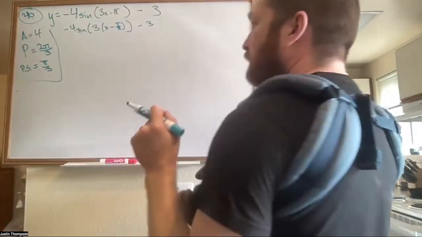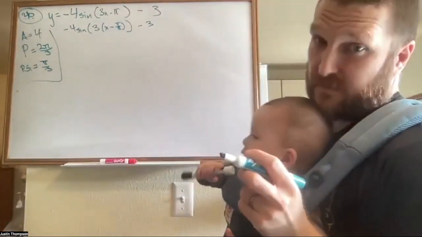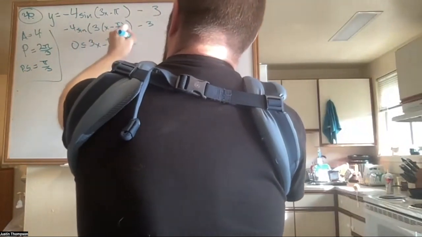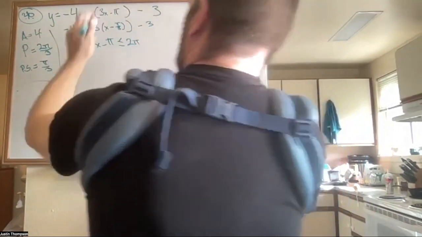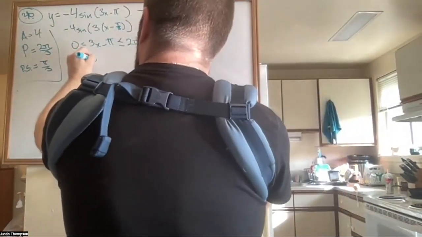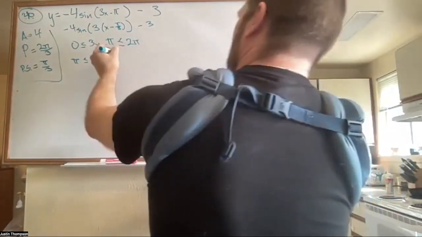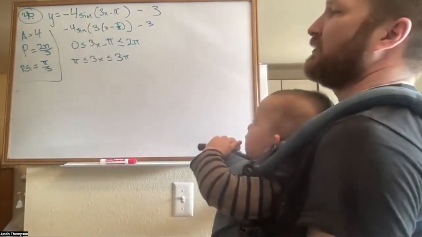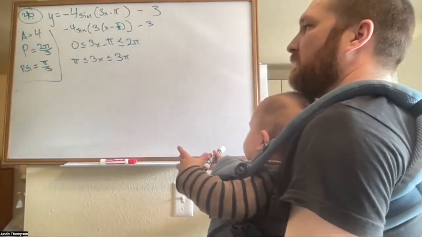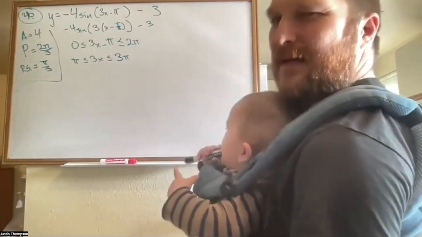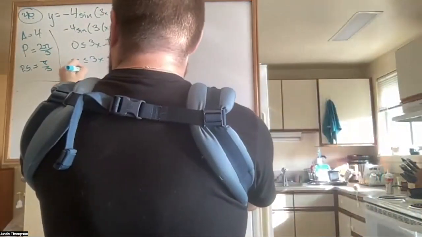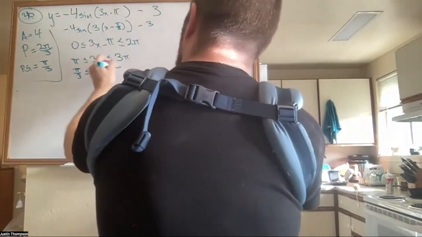Now, as with everything, we're going to take care of inputs first. And so for the inputs, we have one full period when 3x minus pi goes between 0 and 2 pi. I add pi to both sides. Since we've already figured this stuff out, I'm just going to cut to the chase. I add pi to 2 pi, I get 3 pi. Yes. Okay. Now I divide by 3, and I get pi over 3 to pi.